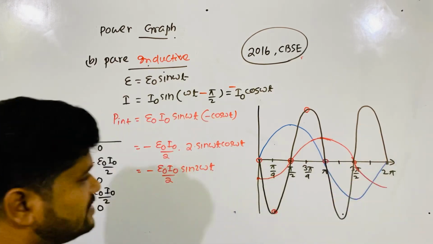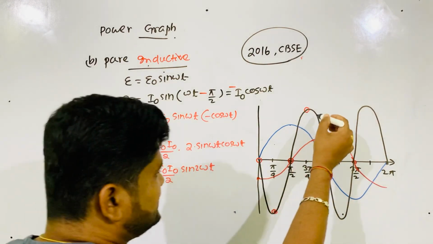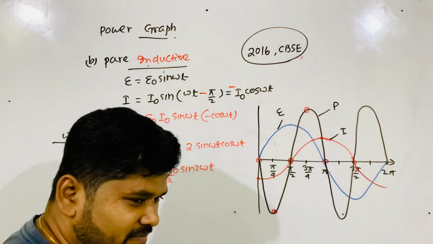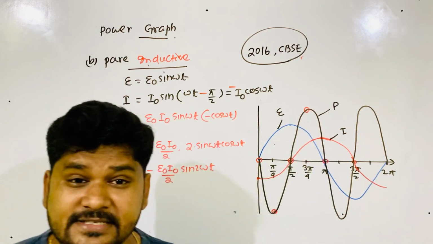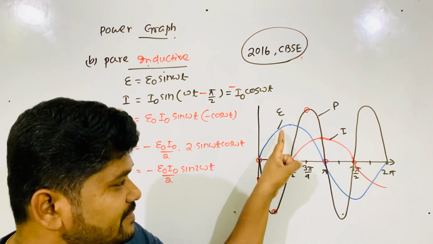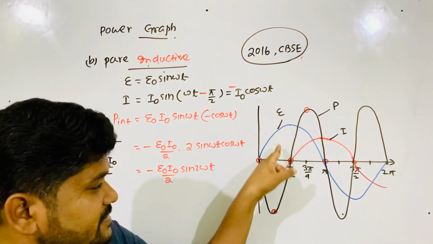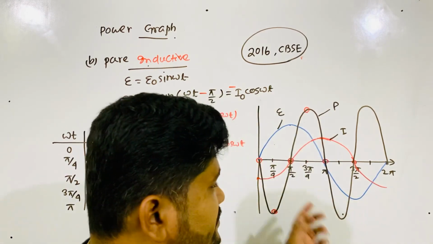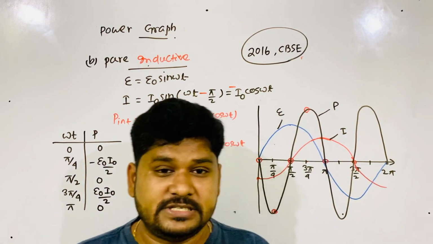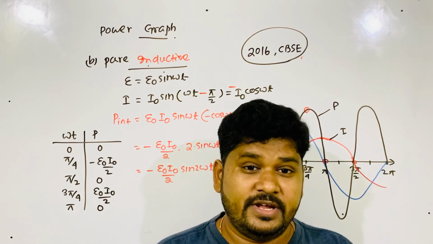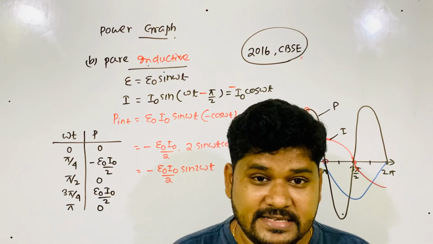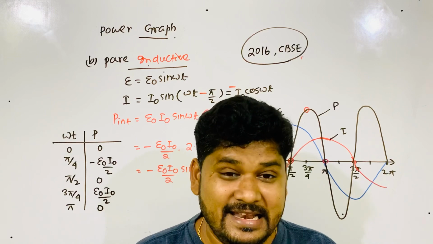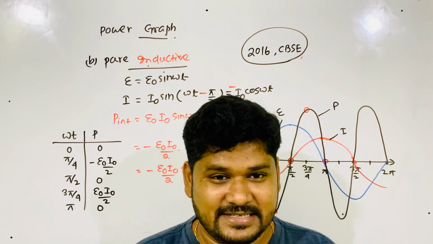Now see the power graph here. Same thing: this is the power line, this is the EMF line, this is the current line. Just like the capacitor. The only thing is, here it starts from negative to positive, but in the capacitor, first positive then negative. Otherwise, the power graph of capacitor and inductor are almost the same. So today I discussed what is power or average power in an alternating current circuit. Thank you.